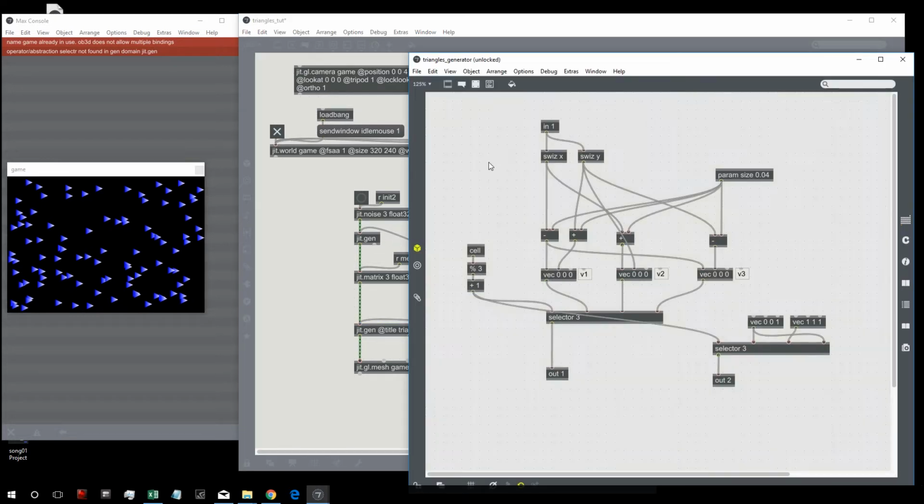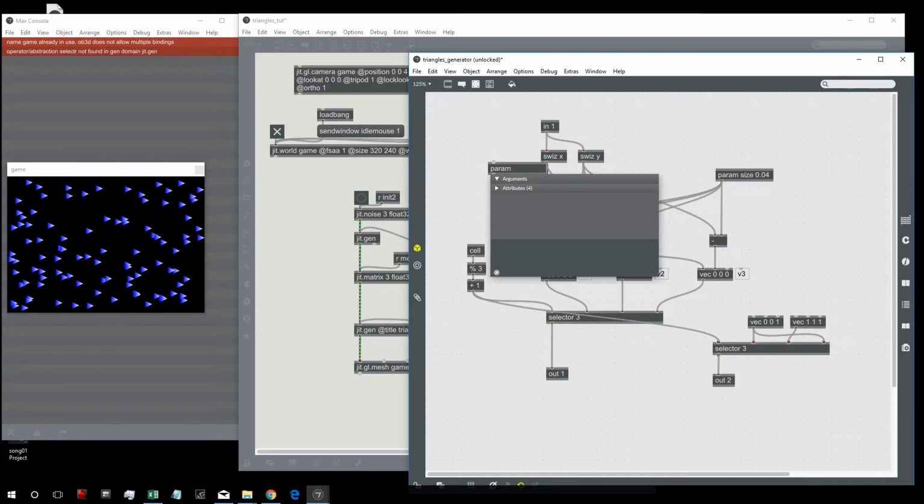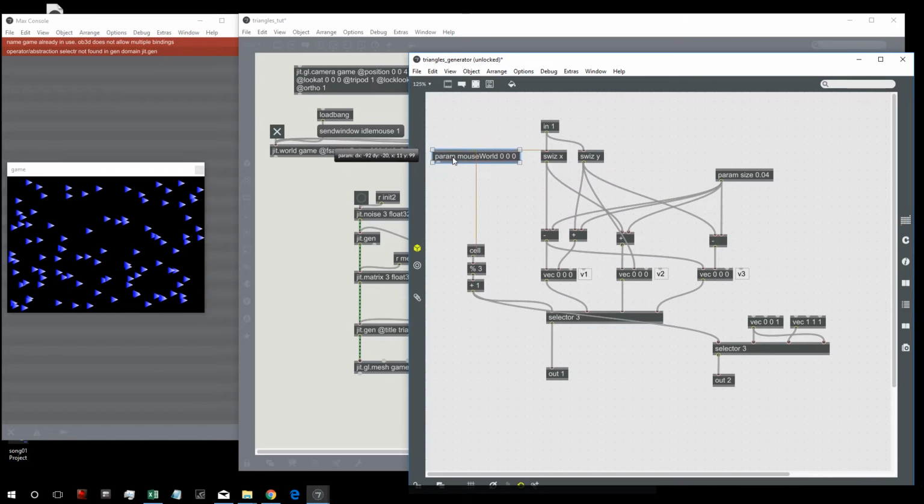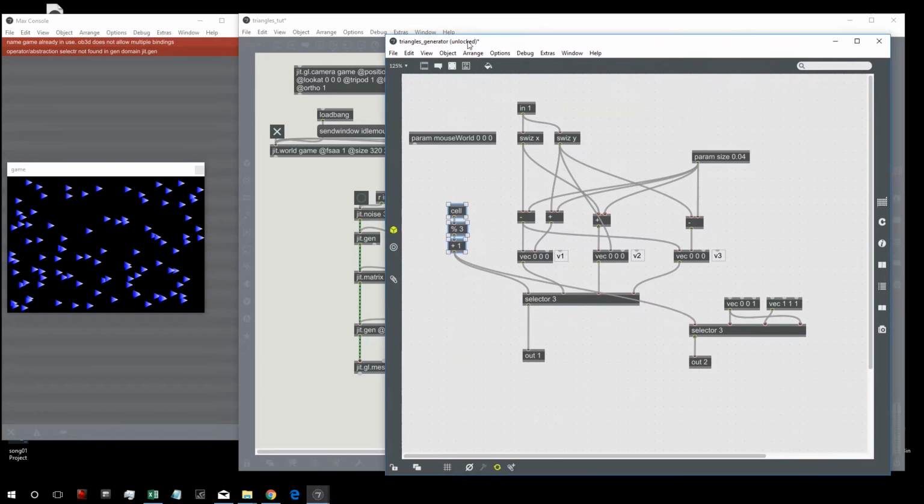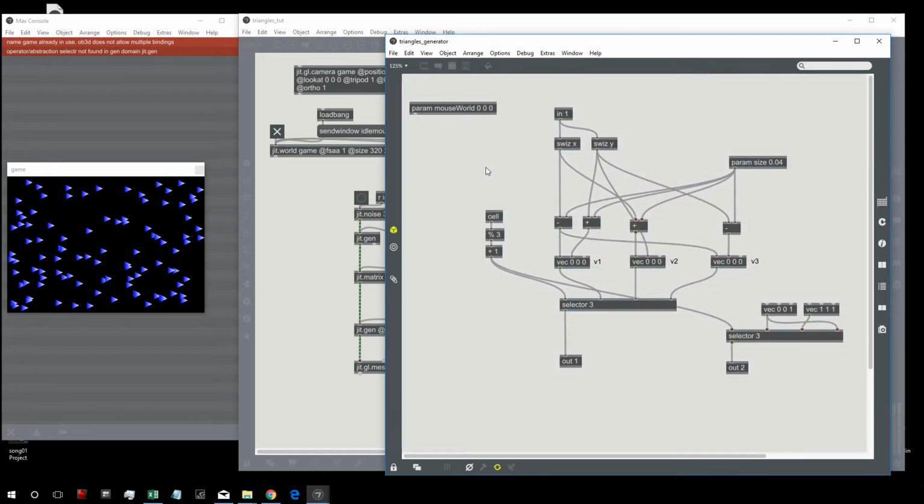Connect to the jit.gen. Let's create a parameter inside this jit.gen called mouse world 0 0 0, because it's a 3-component parameter that comes inside. And then we can use these mouse coordinates to rotate these triangles. Now, what does it take to rotate a triangle in a two-dimensional coordinate space? It needs a rotation matrix.